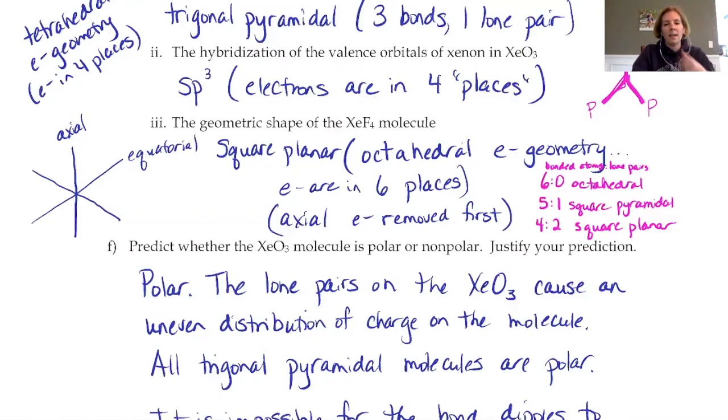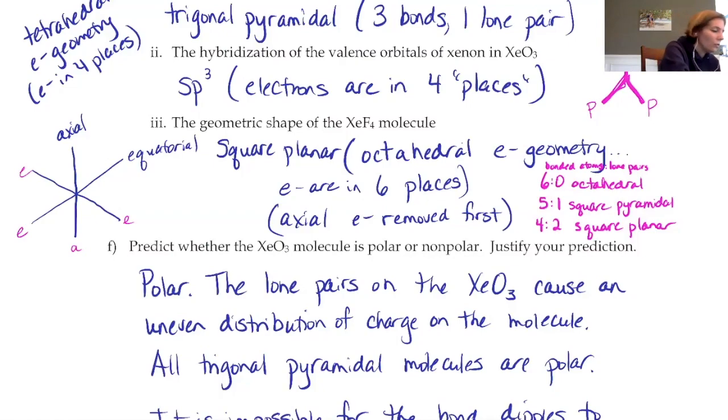And so that's why in the XeF4, the 4 Fs are going to go on those 4 equatorial places. So you have that equatorial, here's another equatorial, right? That's where those 4 Fs are going to go. And then the lone pairs go in the axial positions. So that's when I say it gets removed first. That's where, if you had a choice of where to replace a bond and put a lone pair instead, they go in the axial positions first for those octahedral ones.